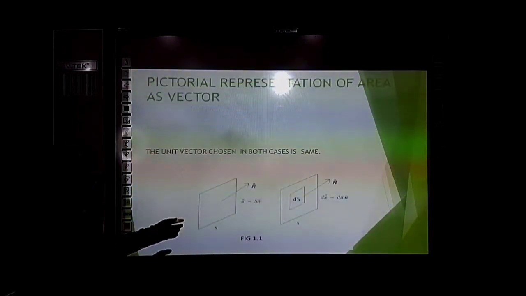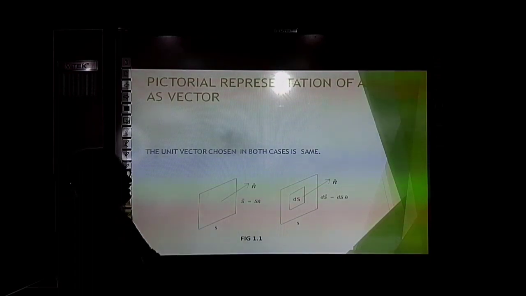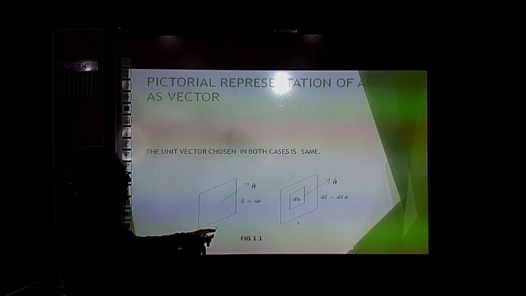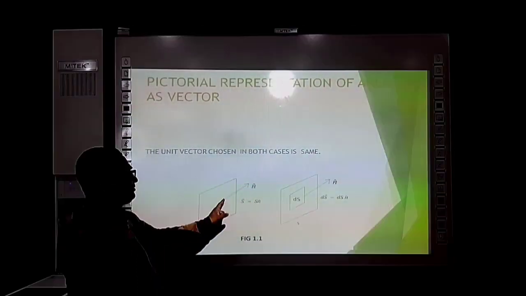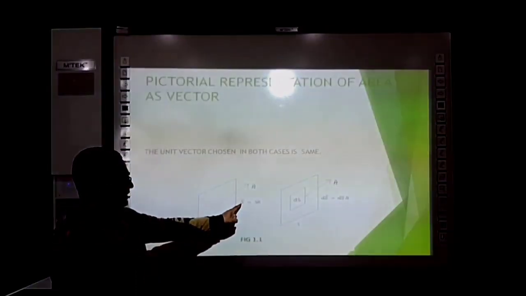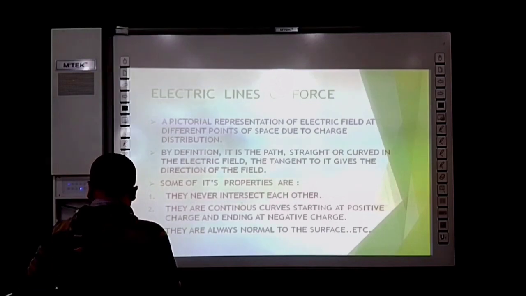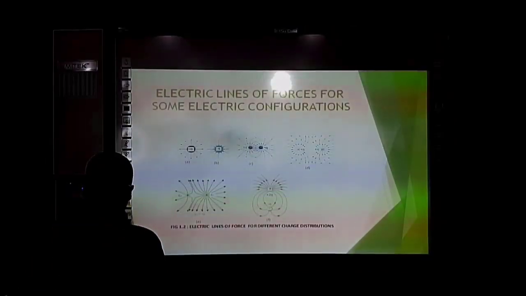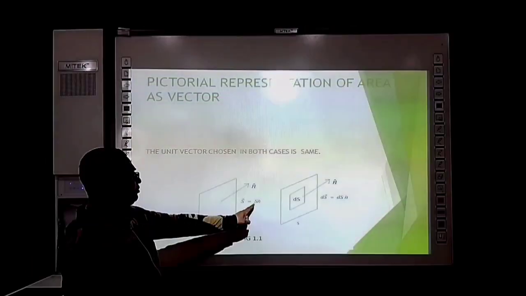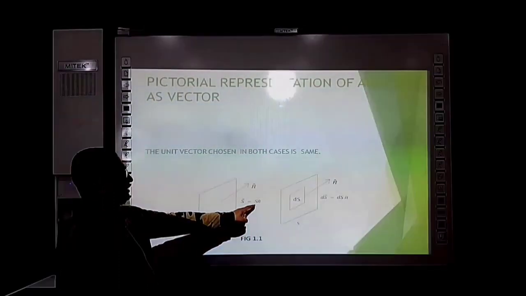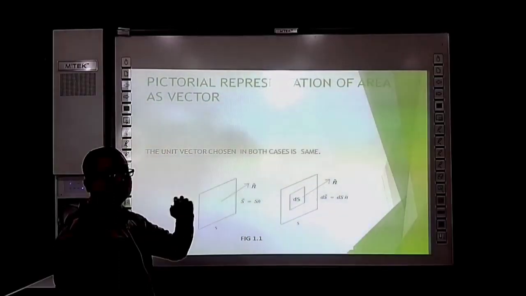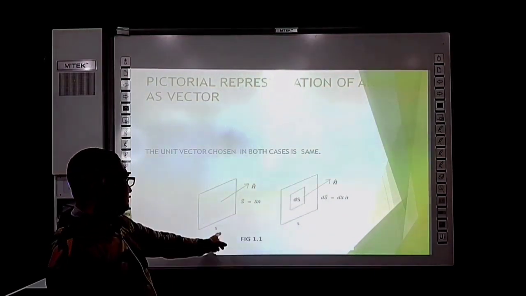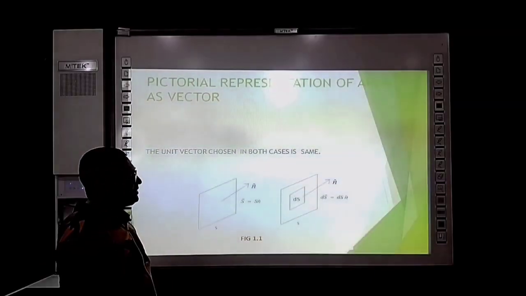So we can pictorially show it here. Again, figure 1.1. Here S is a surface, an area, and we draw a normal vector here, n cap. It's a normal vector, a unit vector, and we see now that S is no longer a scalar. It has become a vector. S vector is equal to S n cap. So n cap is representing the direction of area S.